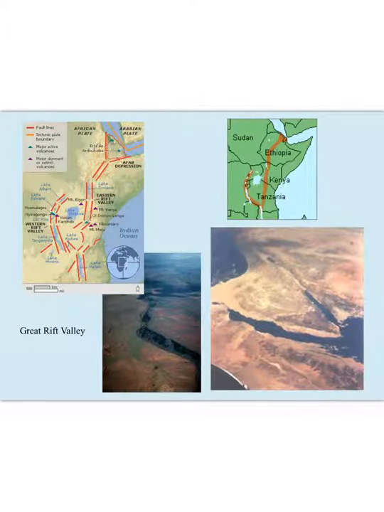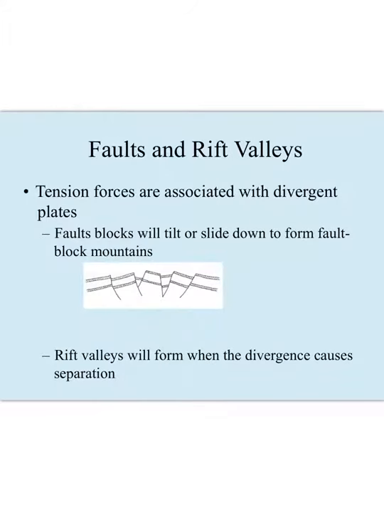These are images of a divergent boundary in Africa. You can see two parts where it's trying to separate. At divergent boundaries, we get tensional forces. Tension forces pull rocks away from each other.